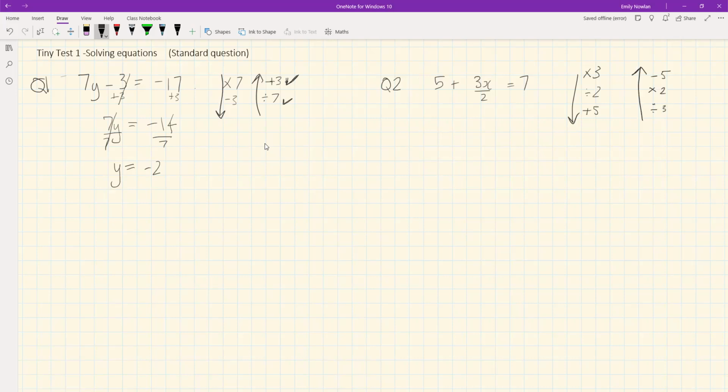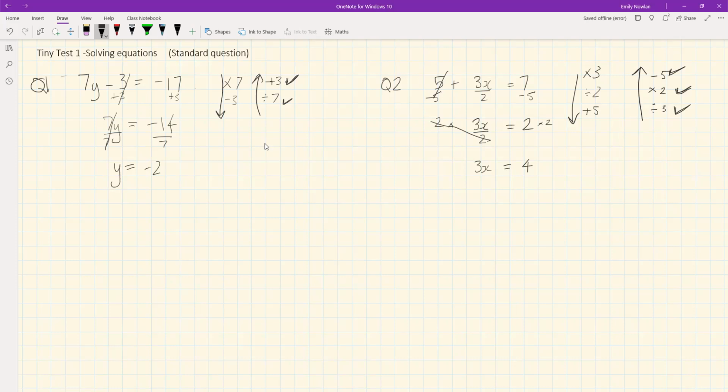Let's go through that process. We have to take 5 first. So take 5 off that side and take 5 off the other side. 5 minus 5 goes. We're left with 3x over 2 is equal to 7 minus 5 is 2. So we've done that. Next thing we want to do is times by 2. So we need to do that to both sides. Times by 2, times by 2. 2 on the top, 2 on the bottom, it disappears. 3x is equal to 2 2s are 4. So we've done that now.